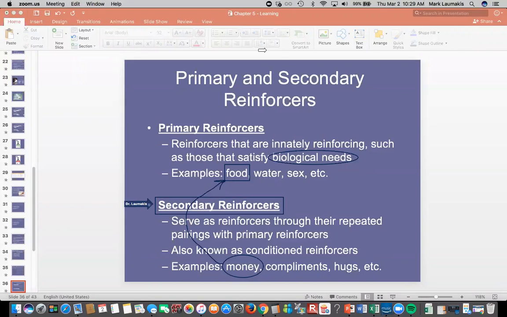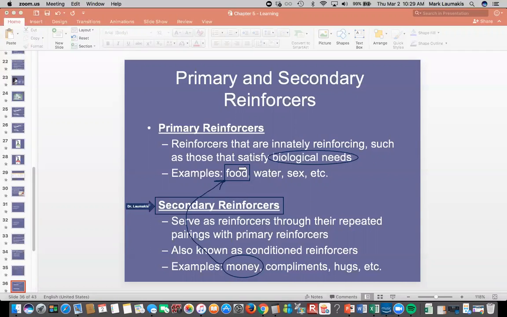Basically it comes down to whether it's biologically relevant or not, okay? Some things are, some things aren't. For things that are, we call them primary reinforcers. For things that aren't, we call those secondary reinforcers. Any questions there? That's not too hard either, right?